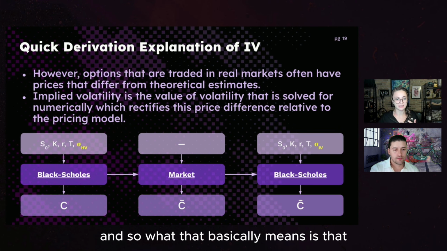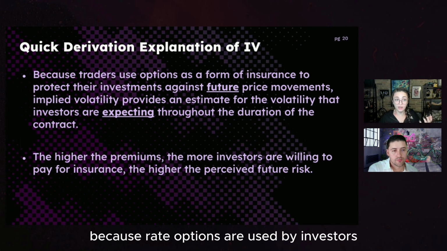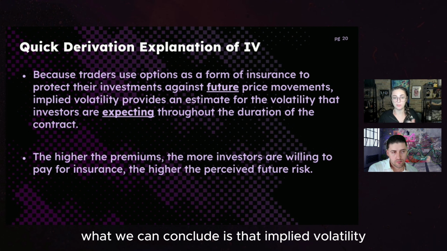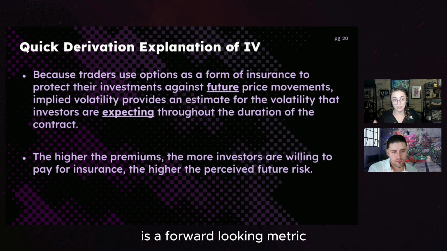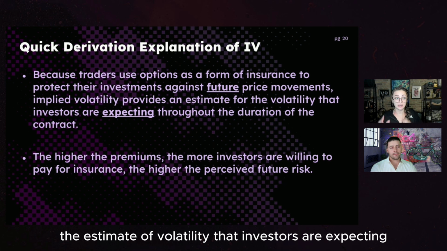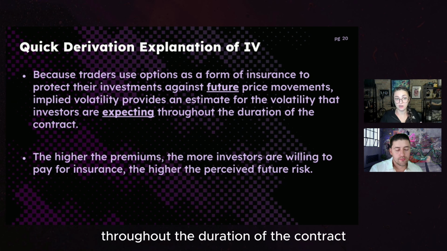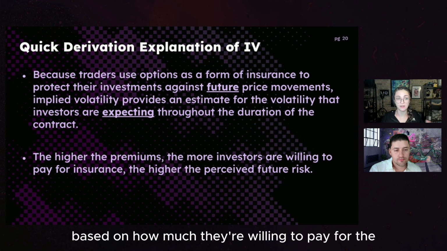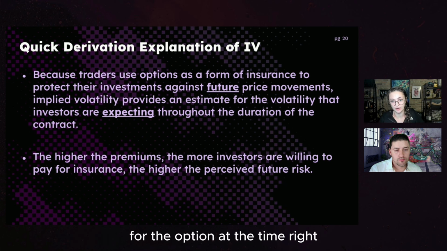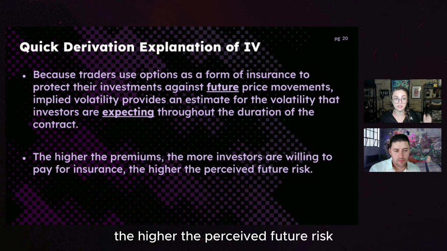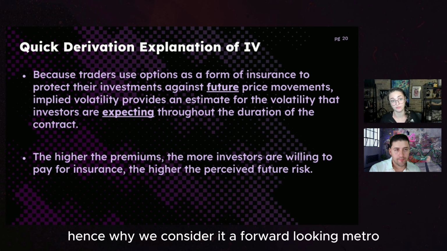And so what that basically means is that, because options are used by investors as a sort of financial insurance to protect themselves against future price movements, we can conclude that implied volatility is a forward-looking metric. It gives you the estimate of volatility that investors are expecting or anticipating throughout the duration of the contract, based on how much they're willing to pay for the option at the time. So the higher the premiums, the more investors are willing to pay, the higher the perceived future risk, hence why we consider it a forward-looking metric.